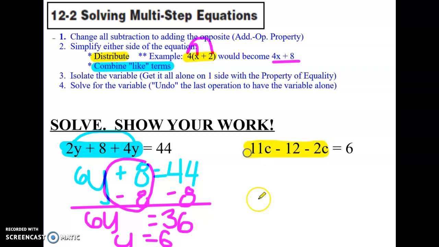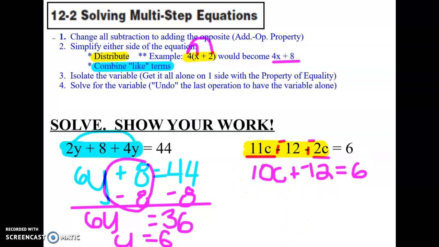On this one right here, I'm seeing a bunch of negative signs, or subtraction, which I don't like to see. So I'm going to change this to adding a negative 12 and adding a negative 2. And the reason why is because when we add things together, order doesn't matter. We can use the commutative property. So now I've got 11c and a negative 2c. I know that's going to give me 9c plus a negative 12 is going to leave me with 6 on the right-hand side.